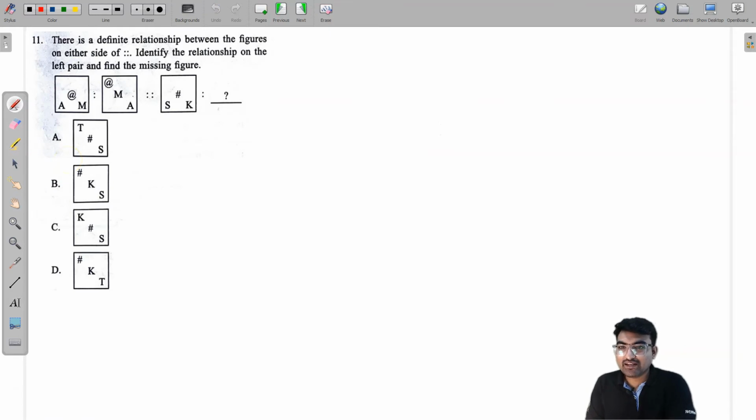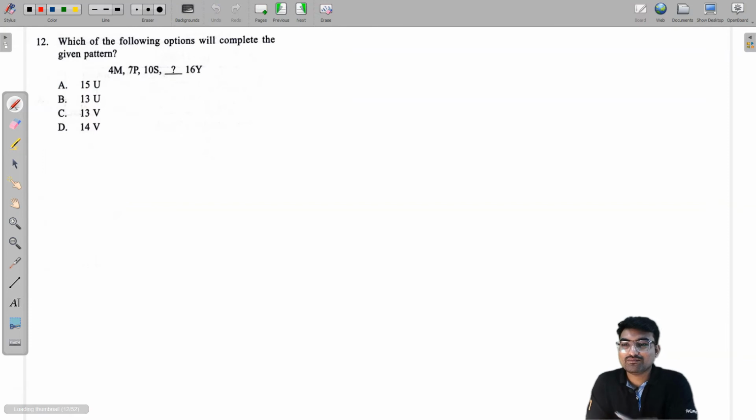There is a definite relationship between the figures on either side of the symbol. Identify the relationship on the left pair and find the missing figure. Okay, so A, M and at the rate. Next time this moved here and this A moved here and A at the rate shifted here. So similarly this will shift here, that means it will be like this, hash, correct. K will move here in the center, so K, and S will move here, so it will be this. So S, K and hash. Okay, so option number B.